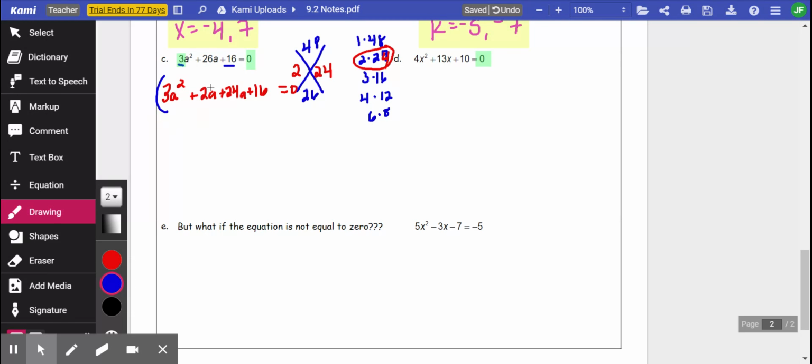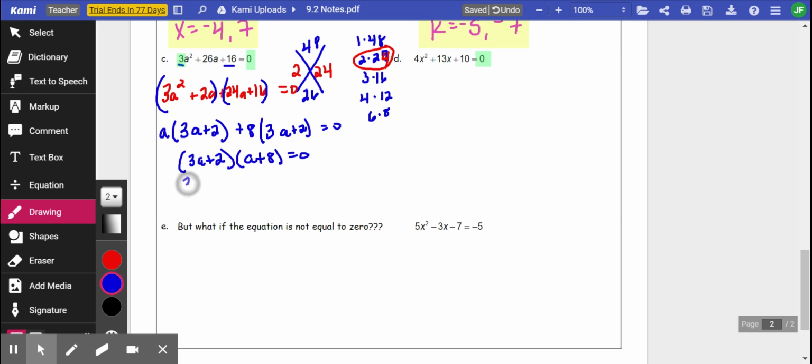We have to make our 2 groups here. We can't take that shortcut because there is that number in front, and find our GCF. So the first group I can only take out an a. So I'm left with 3a plus 2. The second group, I can divide both of those by 8. So I'm left with 3a plus 2. If those 2 groups match, we're in good shape. 3a plus 2 times a plus 8 equals 0, and then solve each of those.